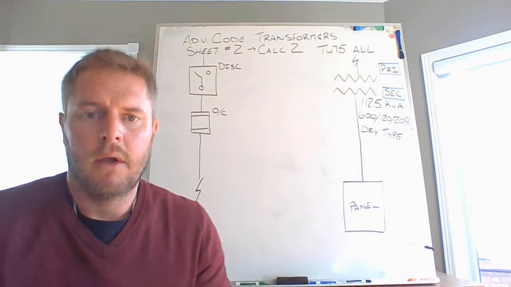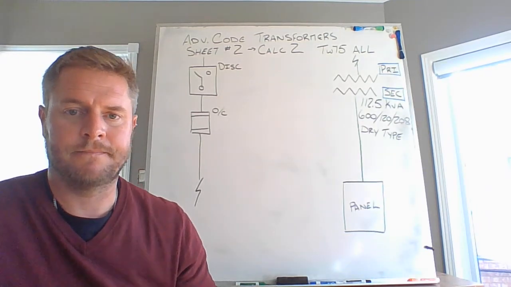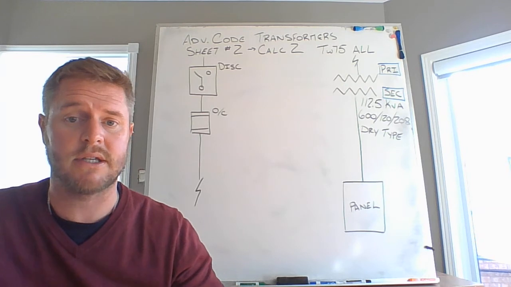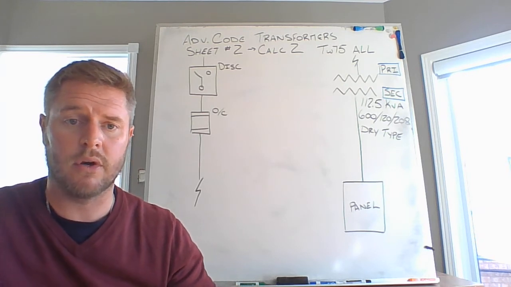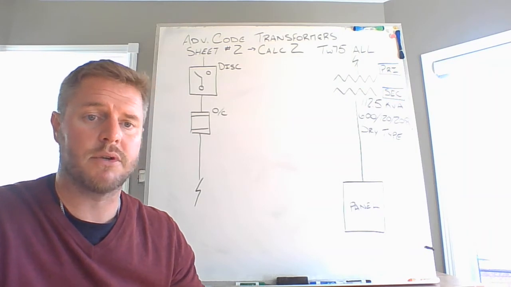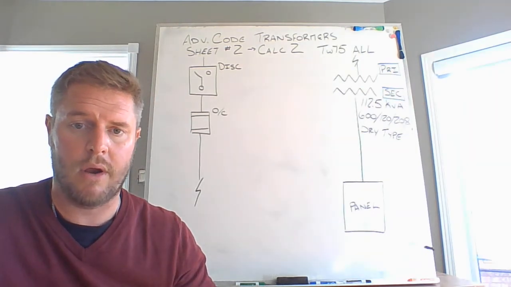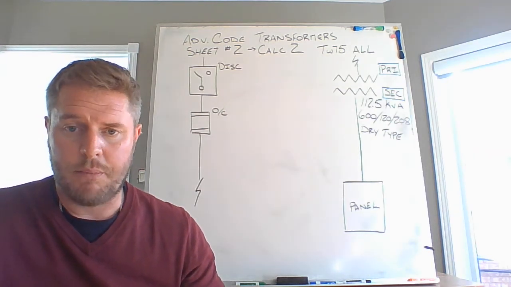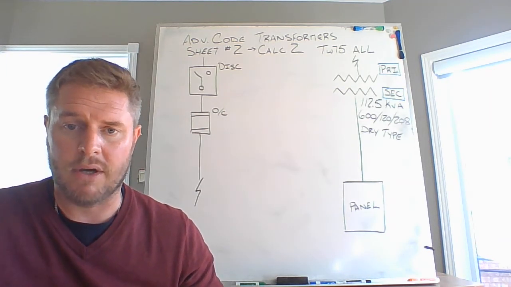Okay, transformer sheet number 2. All these answers, once again, are available for you on Fanshawe Online. We're going to size the disconnect. We're going to size the overcurrent device. We're going to size primary current, secondary current, and observe the code rules for wire ampacity and overcurrent protection.